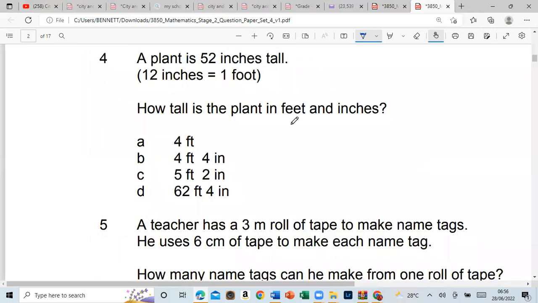Number 4, a plant is 52 inches tall. How tall is the plant in feet and inches? So we have to divide 52 by 12 because that's 12 inches in a foot, and then the remainder will be the inches. So that's 48. The remainder would be 4. So that's 4 feet 4 inches.